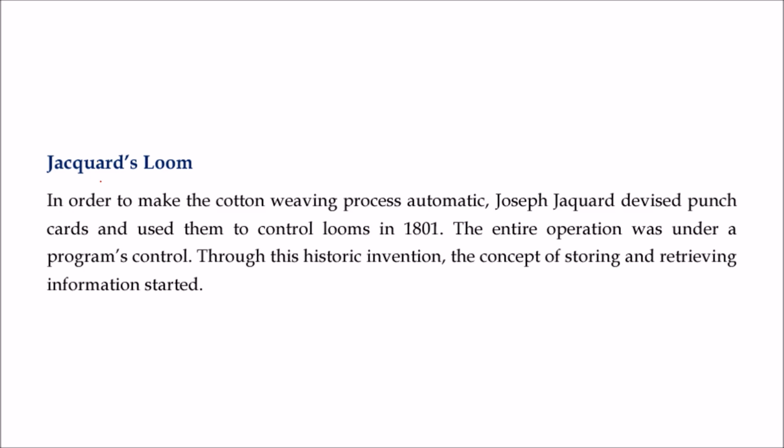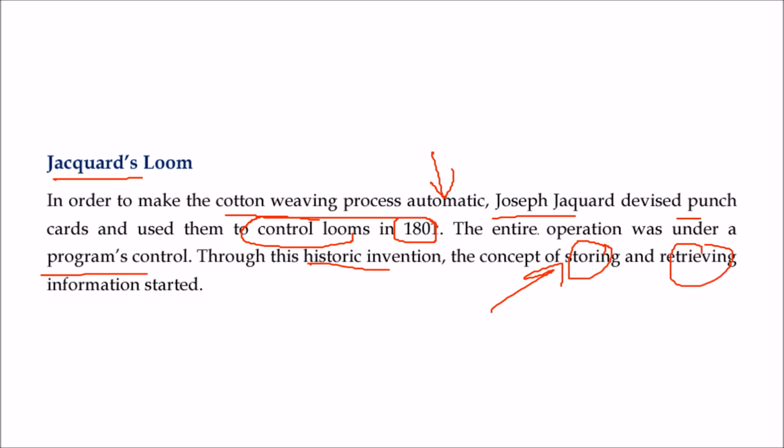Now this was, I can say, a paradigm shift. How did it happen? Mr. Joseph Jacquard, in order to make his cotton weaving process automatic, devised punched cards, and then he tried to control these looms in 1801, and everything was program controlled. This was a historic invention, and it has the concept of storing and also retrieving information.